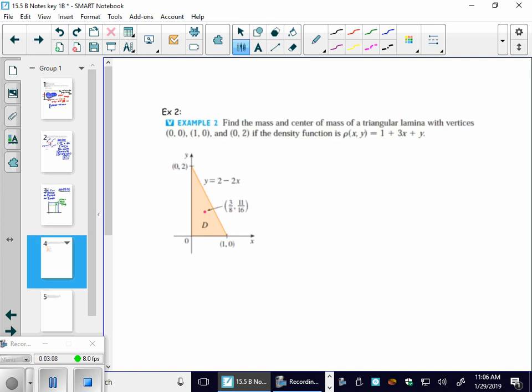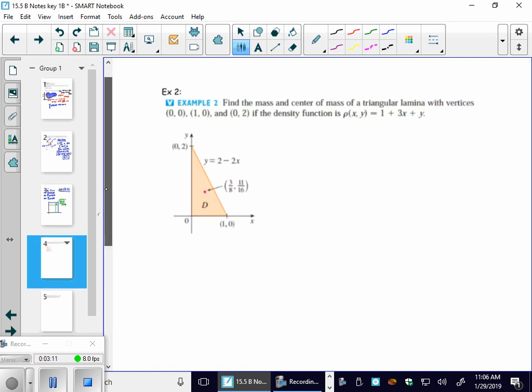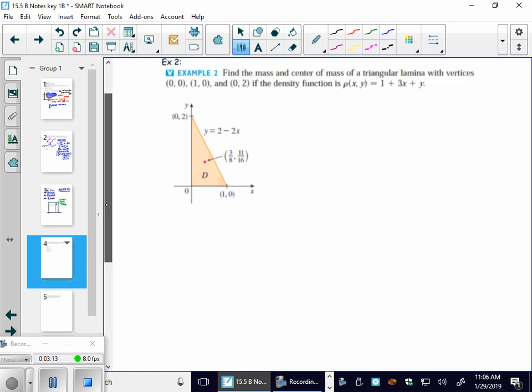Now, let's look at an example problem. We've already done one, which had to do with the charge. It's the same general idea. We want to find the mass and center of mass of a triangular lamina with the vertices given as (0,0), (1,0), and (0,2) if the density function is given by rho of x y equals 1 plus 3x plus y. This problem is a long problem, so I may or may not do the entire thing, but I'm going to at least work down a little bit with you so that you guys can see some of the algebraic simplifications you're going to want to do here.